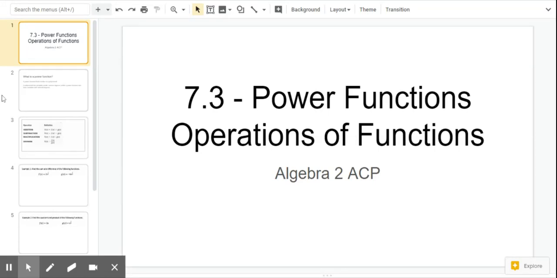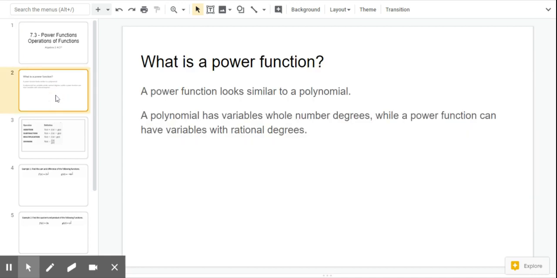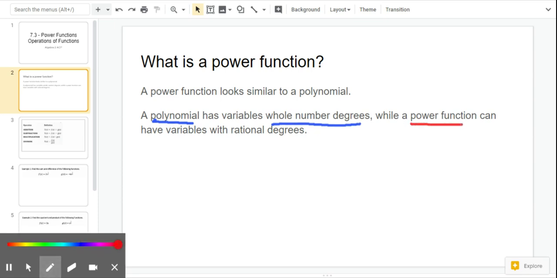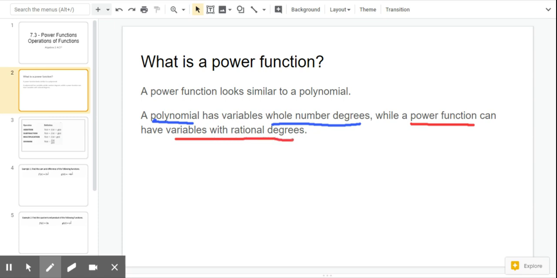Okay, so let's take section 7.3 notes on power functions and operations of functions. We'll start by asking, what is a power function? To us, a power function is going to look very similar to a polynomial. The difference here is that a polynomial has variables with whole number degrees, so the exponents are whole numbers, whereas a power function can have variables with rational degrees, so rational exponents, meaning fractions.